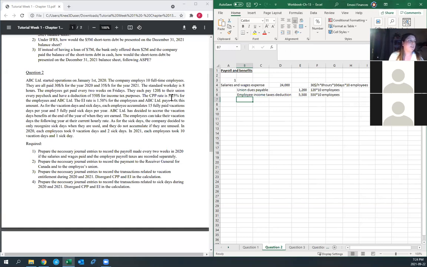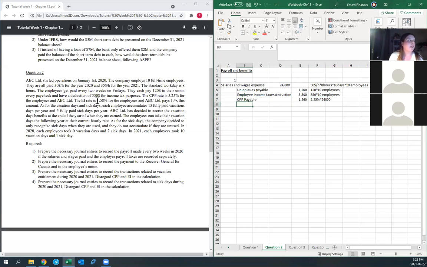After, the CPP rate is 5.25% for the employees and ABC Limited. So EI, did I skip it? No, CPP payable. The percent that you see here is calculated on the gross salary. So you're going to use your 24,000 that you found here, and times it by 5.25%. You're going to get an amount of $1,260. So 5.25% times 24,000.